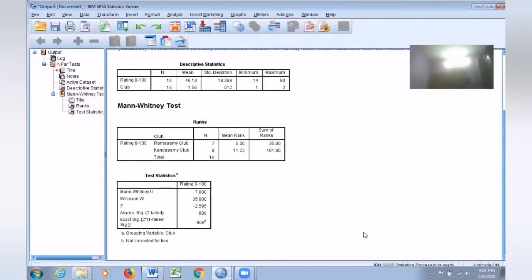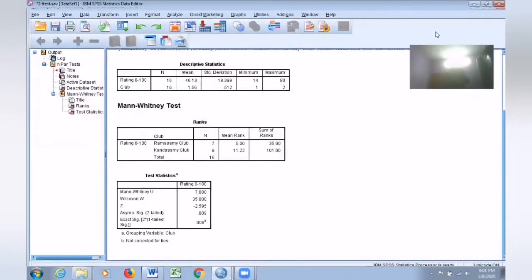So instead of the independent samples t-test, we have conducted the Mann-Whitney U test. Here also there is an independent variable and a dependent variable. What is the independent variable? Club. What is the dependent variable? Rating. Why did you go for Mann-Whitney? Because the data is ordinal. This is about the Mann-Whitney U test.